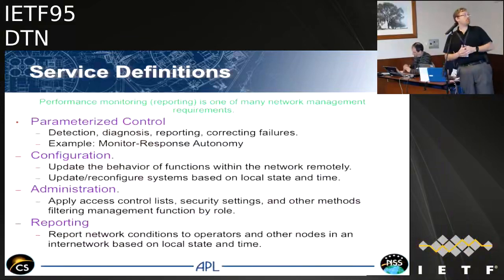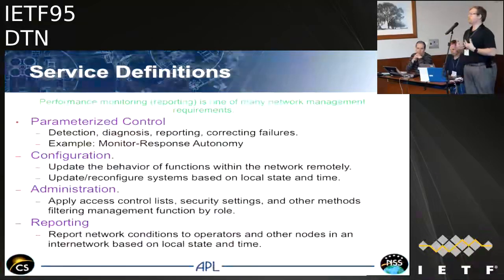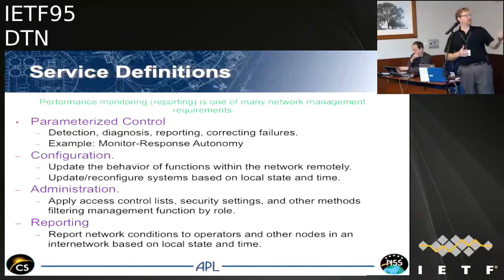And finally, reporting of network conditions to operators and other nodes in an internetwork based on time and state local to the agent. So this really pushes us, no pun intended, to a push architecture. An agent must be able to say, because of my local state, I need to apply a controller. Because of my local state, I need to switch to a configuration, or because of my local state, I need to generate a new performance result without being asked by a manager. And clearly time as well.